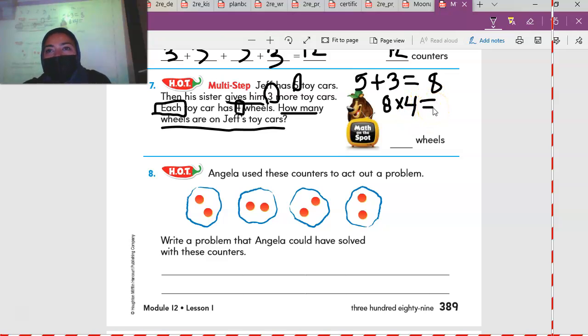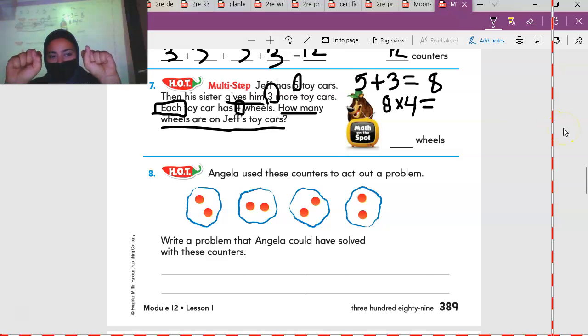Multiplication is the sibling of addition. Do we know how to count by 8? No, not yet. But we do know how to count by 4s. So you can just flip it. 8 times 4 and 4 times 8 is the same thing. You get the same answer. So, do we know how to count by 4s? Yes, so we're going to count by 4s 8 times.